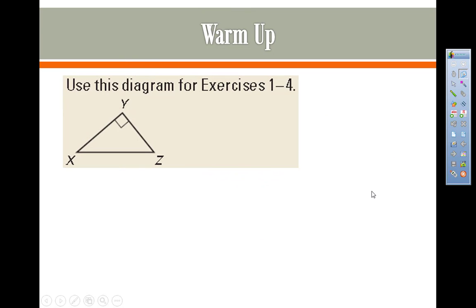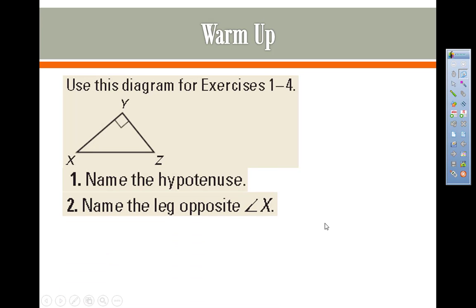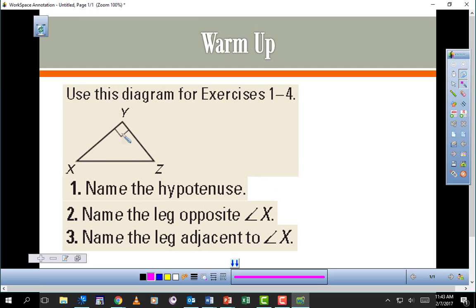Okay, so here's a little warm-up problem. Name the hypotenuse. Well, that's pretty easy, right? Exercises 1 through 4, and there's only 3 here. You want to be good at identifying the parts of a triangle. The side opposite the right angle is always the hypotenuse. So that's going to be right here.